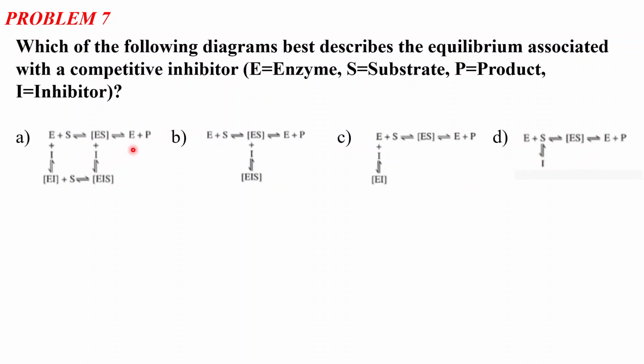Which of the following is the correct equilibrium associated with a competitive inhibitor? E denotes enzyme, S denotes substrate, P denotes product, and I denotes the inhibitor. A, B, C, or D, you have to answer. Let me know which of the following is the correct answer. I will give you some time. Look at all the equilibria carefully. Just think what a competitive inhibitor does, and then let me know in the chat box.